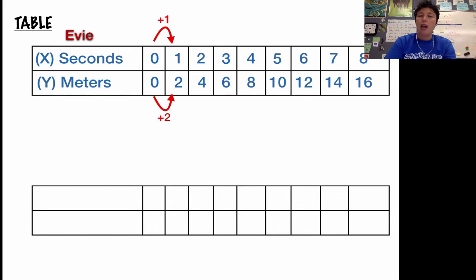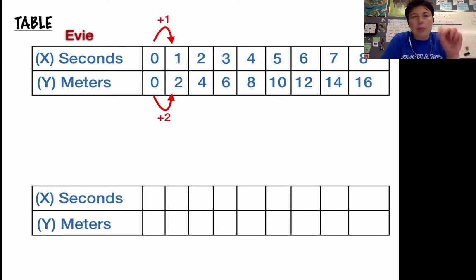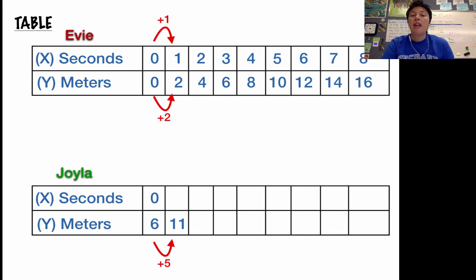Now I'll make a matching table for Joyla. So same variables, x and y. X is seconds, y is meters. Again, if I'm going fast, just pause the video. I'm going to label it Joyla. And then where did she start at 0 seconds? Well, she had the head start. Joyla was actually 6 meters ahead, so she starts at 6 meters. But her speed was 5 meters every 4 seconds, so we're going to add 5 to 6, which makes 11, and add 4 seconds. So our pattern is we're going to add 5 meters every 4 seconds.